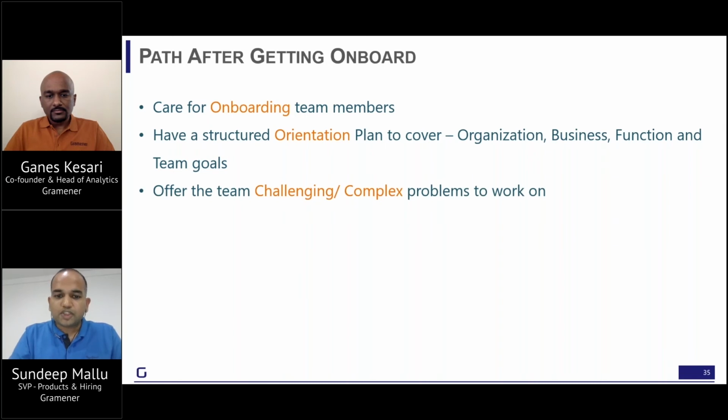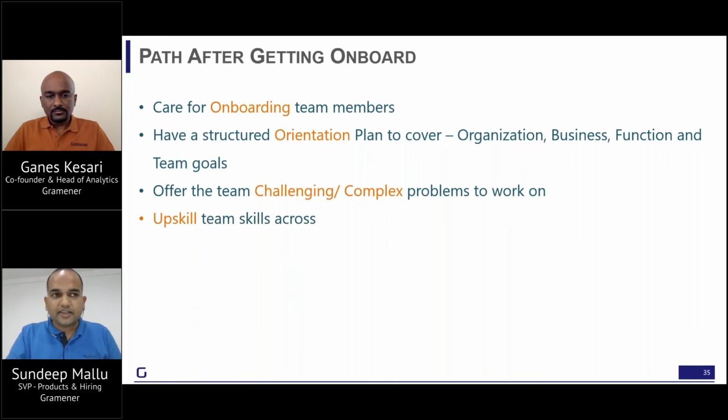Each of the team members joins an organization to be challenged. Nobody would want to come into an organization and do mundane work. So identifying the right set of challenging and complex business problems to solve, and putting them on those problems, is essential. If not, the next thing they would be doing is scouting for a newer position. So all the effort that we have put in attracting talent and bringing them on board is futile if they leave within a year or less than that.